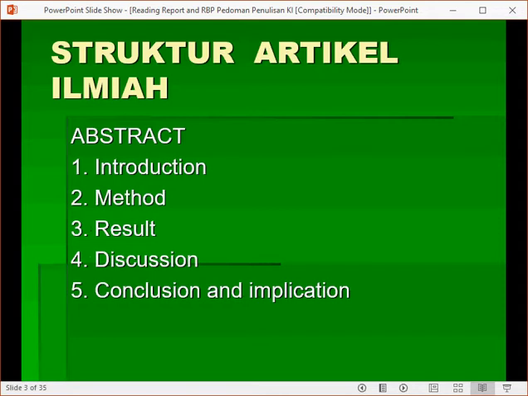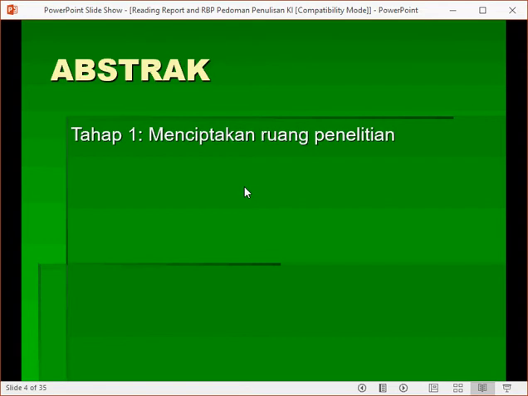Many journal writers shorten the introduction, method, result, discussion, and conclusion and implication to be IMRAD. IMRAD means I for introduction, M for method, R for result, A for and discussion, D, and conclusion and implication. So that is very easy to remember that IMRAD is the component of the structure of an article. Okay, guys, let's go to abstract.